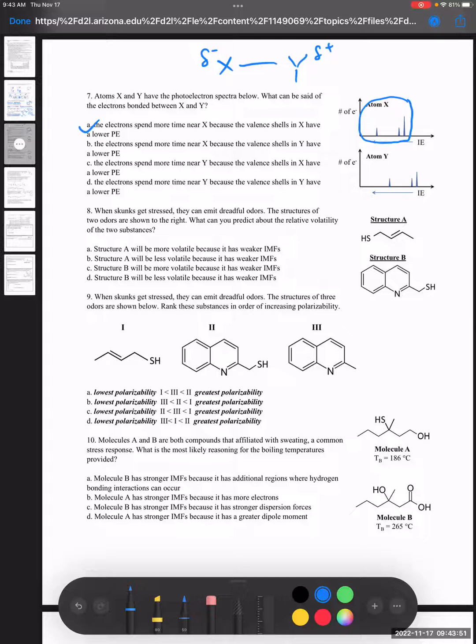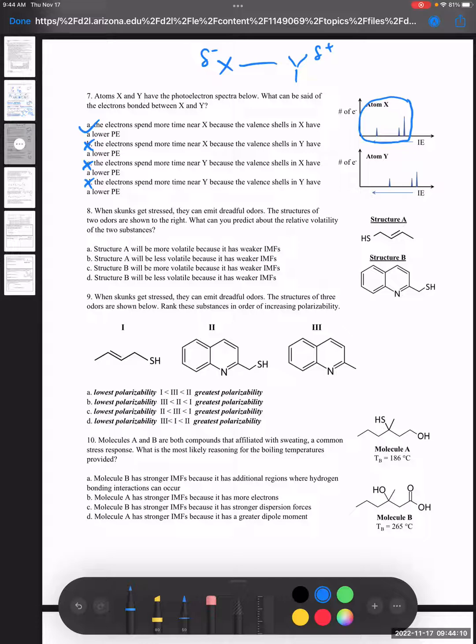Option B, the electrons spend more time near X because the valence shells in Y have low. No, that is not correct. The electrons spend more time near Y. So the correct answer is option A.